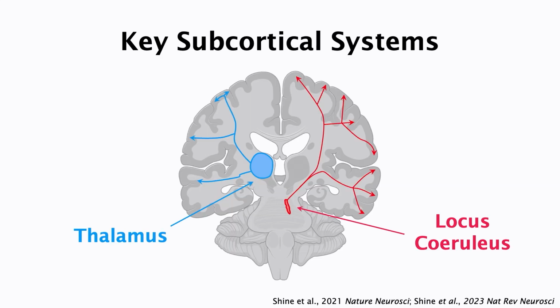So for the rest of my talk today, I'm going to highlight a couple of the projects that we're working on to this end. Some of them focus on the thalamus, which is one of my first loves in neurobiology, and the other is going to focus on an arm of the ascending arousal system, the locus coeruleus.